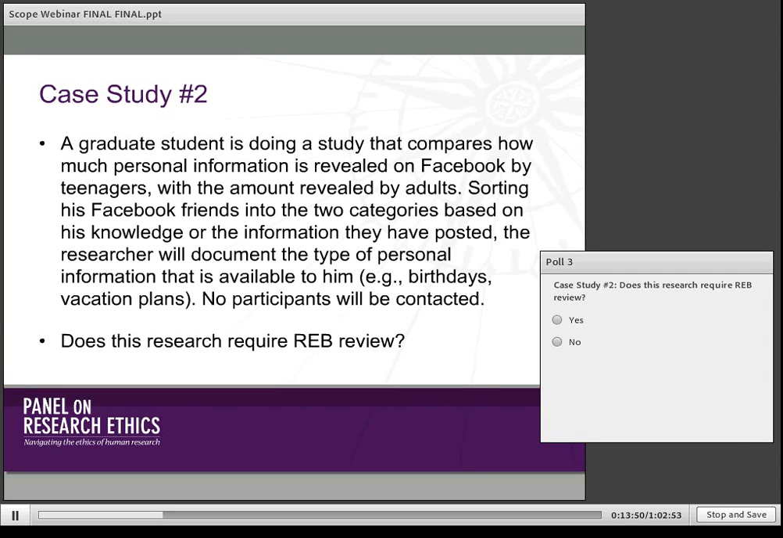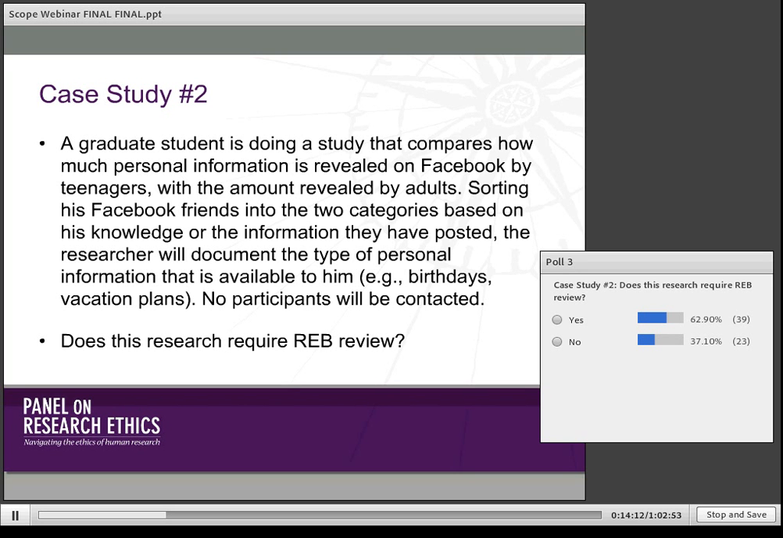So for those of you that are on the phone, the poll question is, does this research require REB review? And I have not yet broadcast the results. About 30, 40 people now are responding. Again, we're seeing a mix. I'm going to now broadcast the results so that everybody can see.